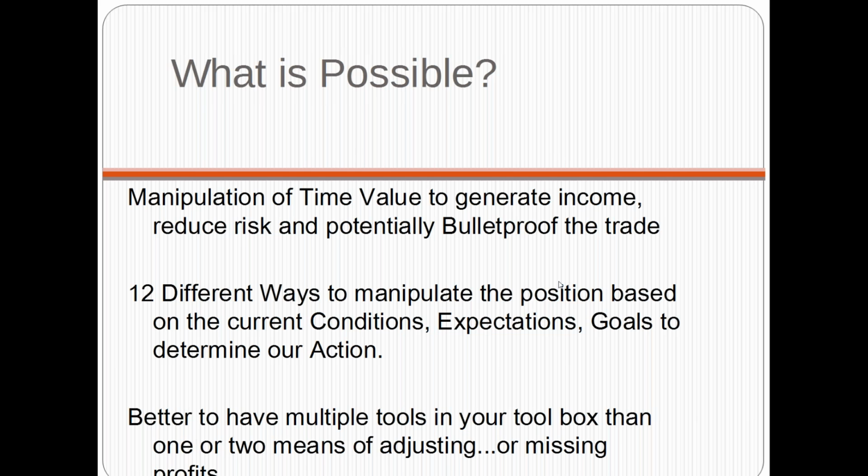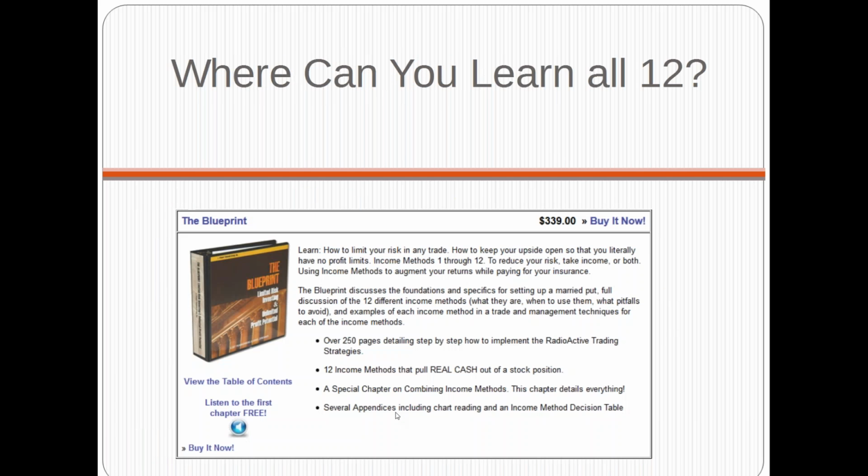We both would have lowered our risk. If I'm right on my expectations, I might do a little bit better. If you're right on your expectations, you might do a little bit better. It's always better to have multiple tools in your toolbox rather than one or two means of adjusting, like we see with the covered call or spread trades, or missing out on further profits going forward. Now, where can you learn all 12? The only place to learn all 12 income methods in the SIGA model for each one is in the Blueprint.